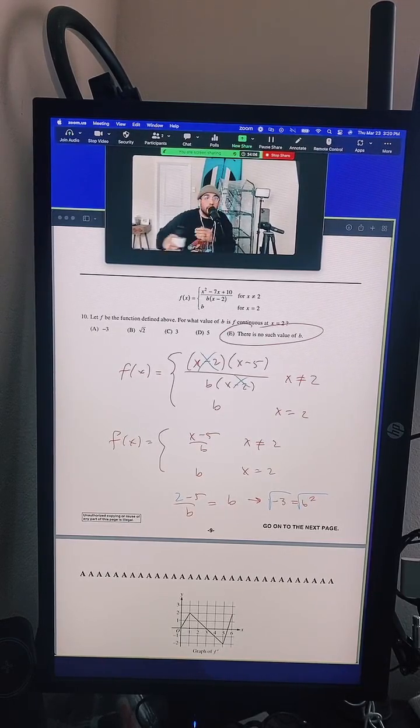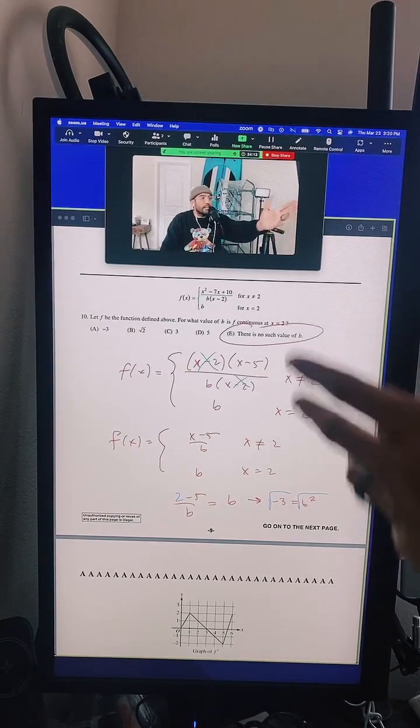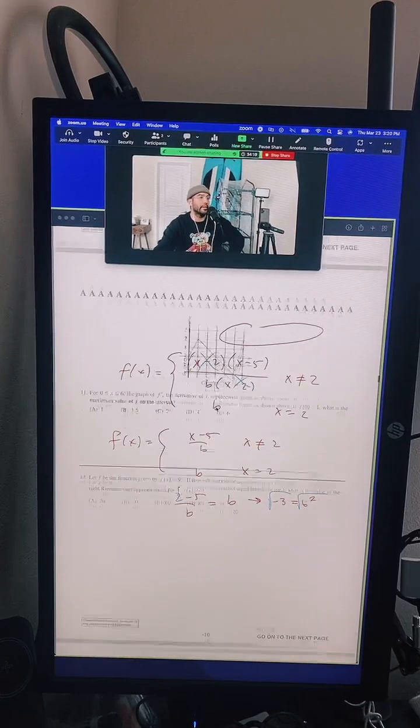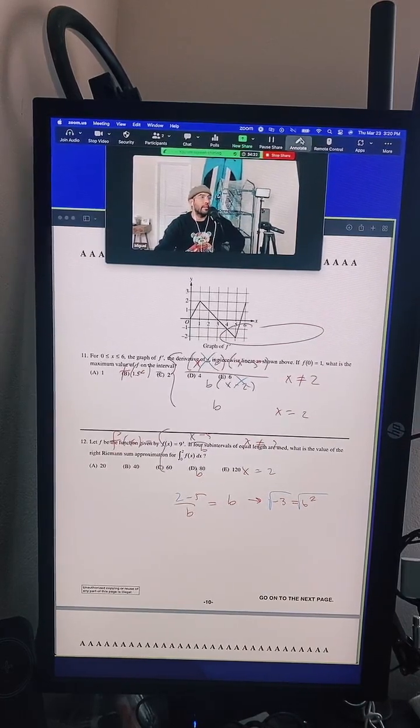We wouldn't be able to know what the answer to this was, but we have to always do it this way, okay? Whenever you have a piecewise function and you're talking about whether it's continuous, you just have to set those equal to each other, all right? Let's go on to the next one. Number 11.